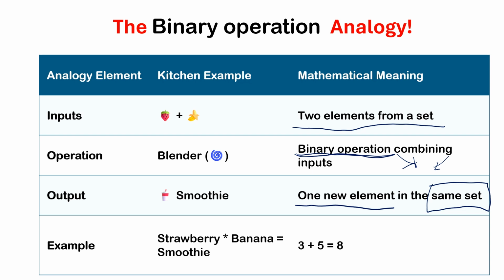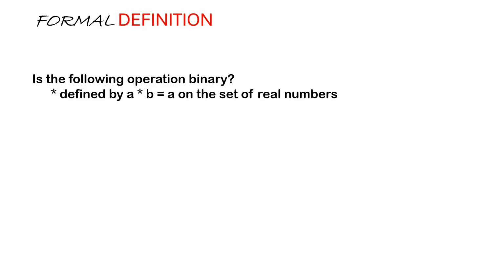Here a mathematical example would be 3 and 5. When added together, this plus sign acts as an operation and it gives you the output 8. 8 is the new output we are talking about, and the set here could be the set of natural numbers, the set of integers, the set of real numbers, or whatever you want. That is all about a binary operation.